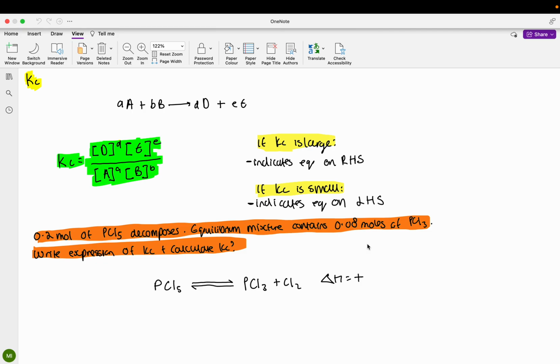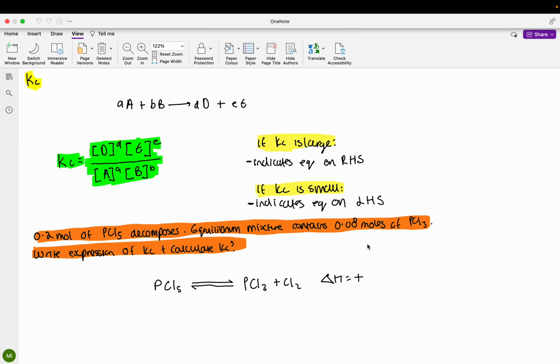Okay, so the next thing we're going to go through is Kc. There are a couple of different types of questions that you can get. I'm going to show you how to go through each one and what they're looking for in their answer. So first things first, Kc stands for the equilibrium constant. The expression for Kc is products over your reactants.